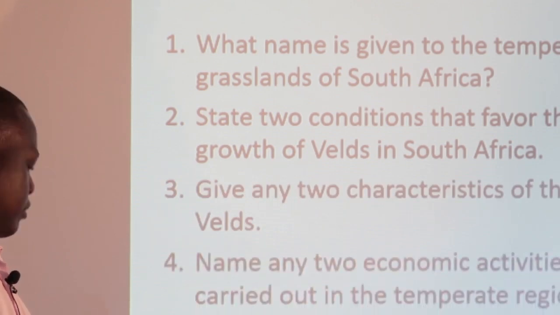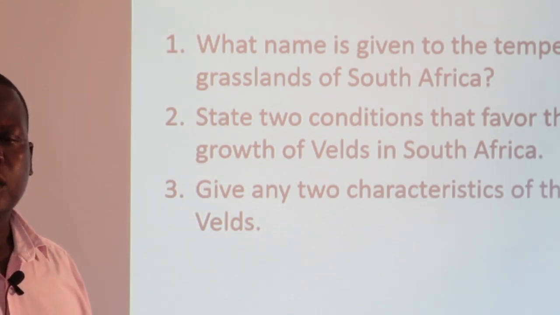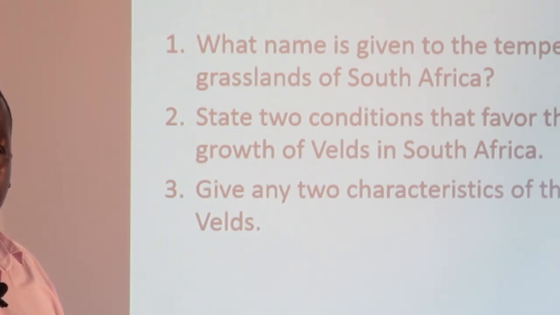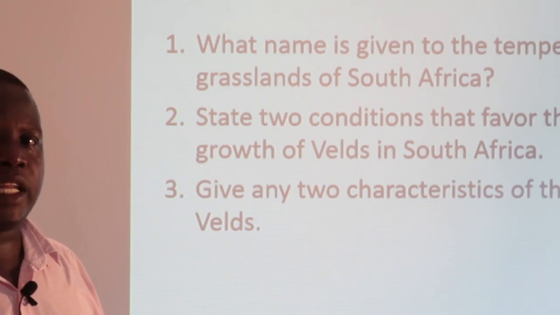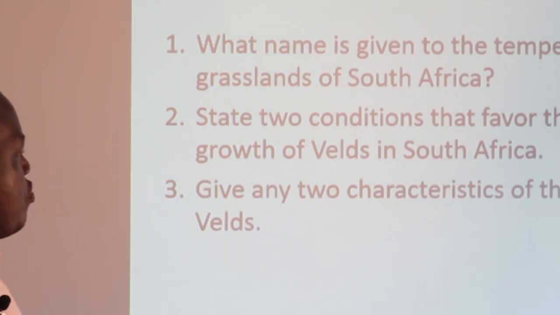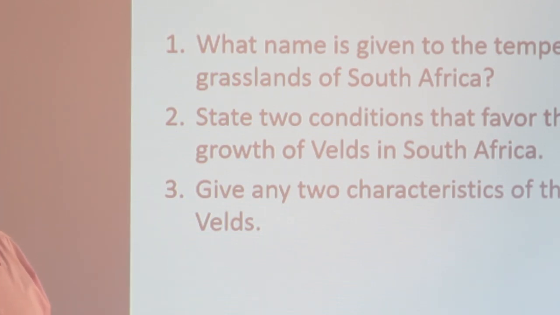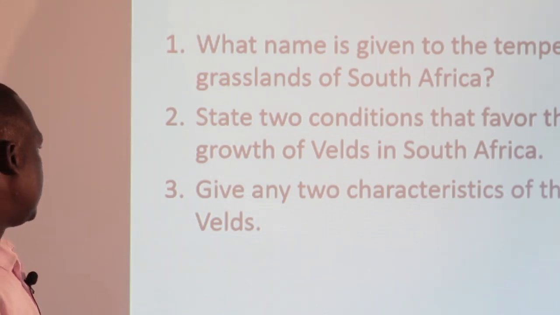Number 3, we said give any 2 characteristics of the velds. So you go to the subheading characteristics of temperate grasslands or velds. Then you pick any 2 and check with what you put. That is exactly how you are going to do constructive corrections.